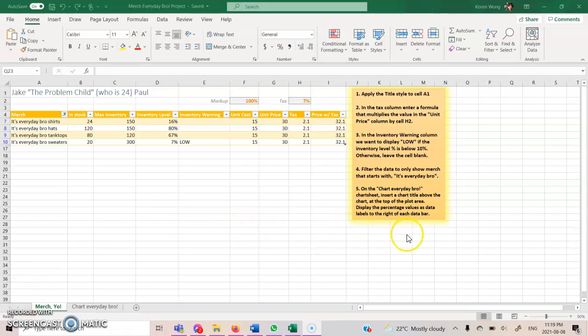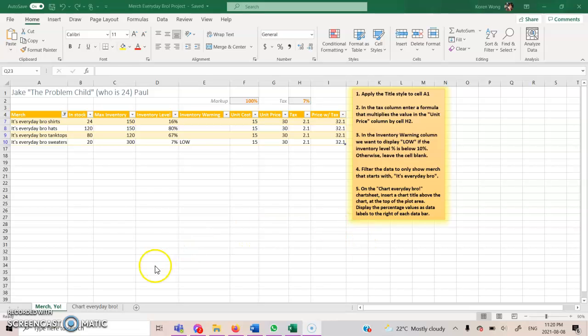So on task 5 it states, on the chart Everyday Bro chart sheet, insert a chart title above the chart at the top of the plot area. Display the percentage values as data labels to the right of each data bar.